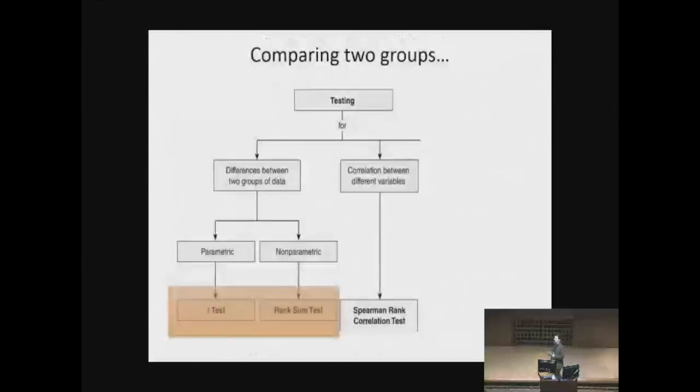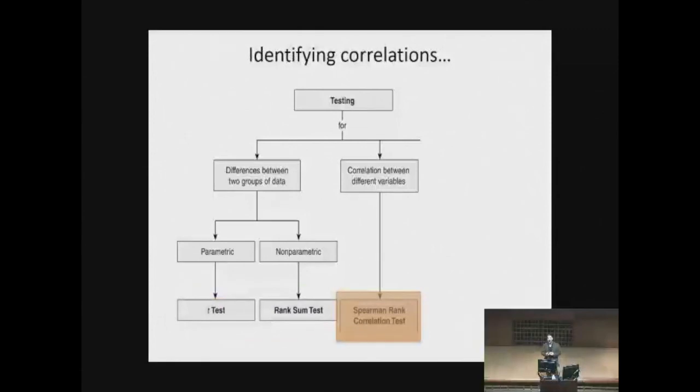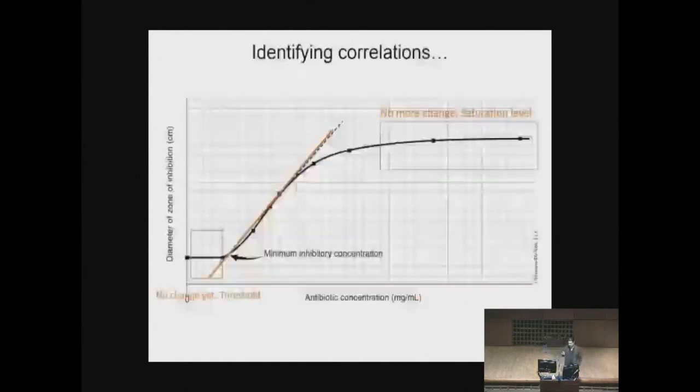When you compare two groups, you have been using some of these statistical tests, t-test and rank sum test. Again, how do you decide whether you are going to use t-test or rank sum test? What's the magic word? Shapiro test, thank you. So you will need to use the Shapiro test to see whether it's parametric or non-parametric. If you look at correlations, then you can use the Spearman rank correlation test.